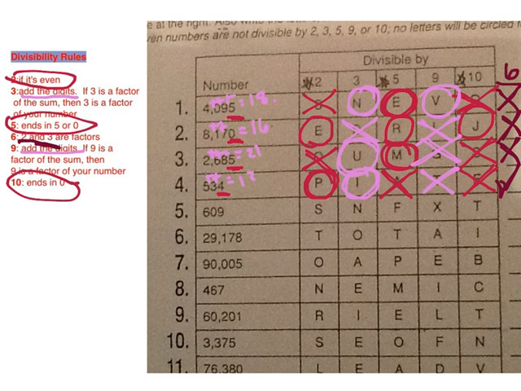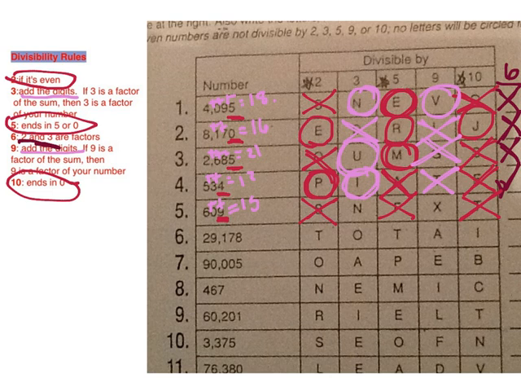Okay, we're going to do one more before you do some on your own. 609. First thing I'm going to do is look at the last digit. Is it even? Nope. Not divisible by 2. Does it end in 5 or 0? Nope. Not divisible by 5. Does it end in 0? Nope. Not divisible by 10. Now I'm going to check to see if it is divisible by 3. To do that, I am going to add the digits. So 6 plus 0 is 6, and 6 plus 9 is 15.